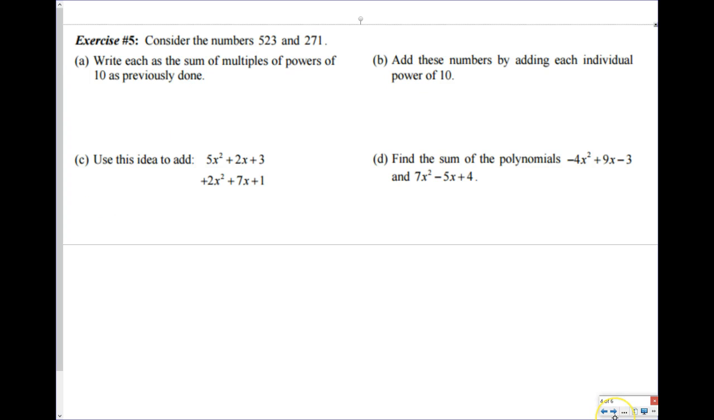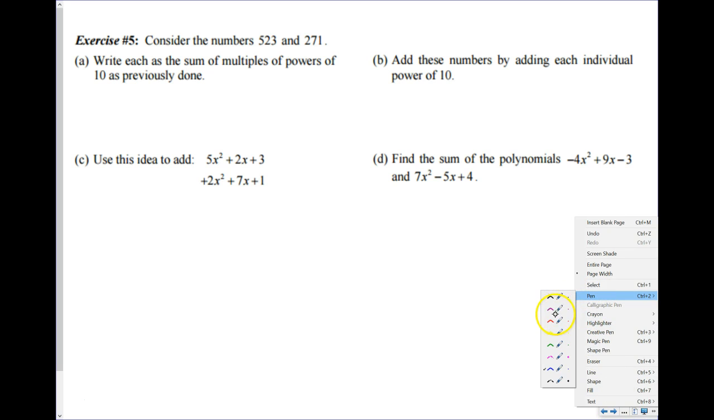All right. The next idea is what happens when we want to add and subtract polynomials. So that's the last part of this lesson, what happens when we want to combine polynomials together. So exercise 5 is going to have us understand this idea by first starting with 2 numbers. Consider the numbers 523 plus 271. Write each as the sum of powers of 10 like we did in the very beginning of the lesson.